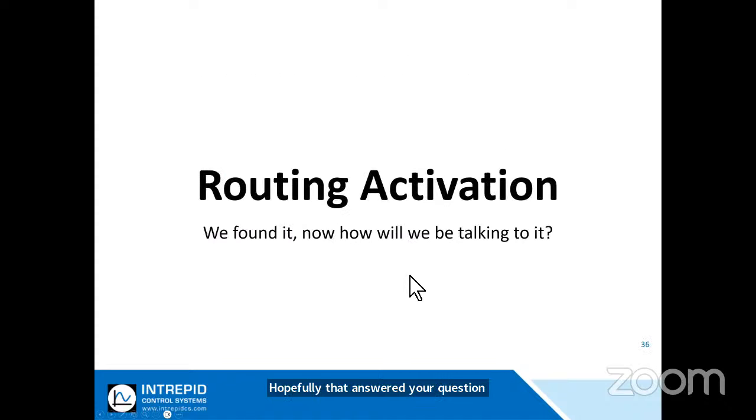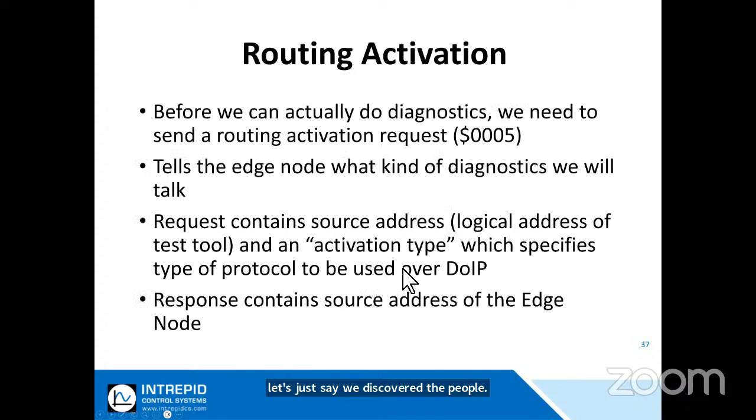So now we've talked about the routing, how we can activate that physical line. Then we talked about how we discover the vehicle, and let's just say we've discovered the vehicle. Now it's time for routing activation, okay? For routing activation, we need to tell it how we want to talk. And that gets to the last couple of questions, because the activation type tells us what type of communication we're going to do, okay?